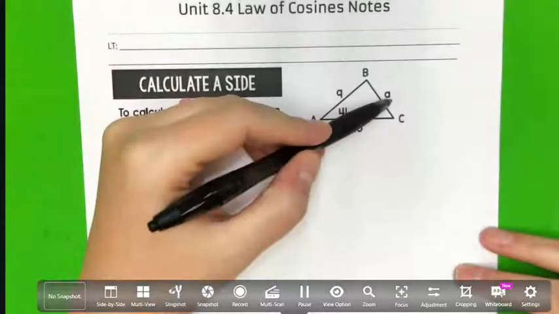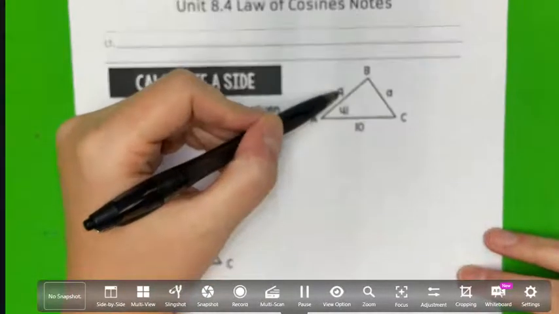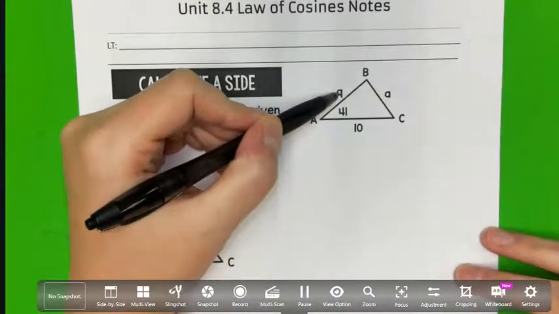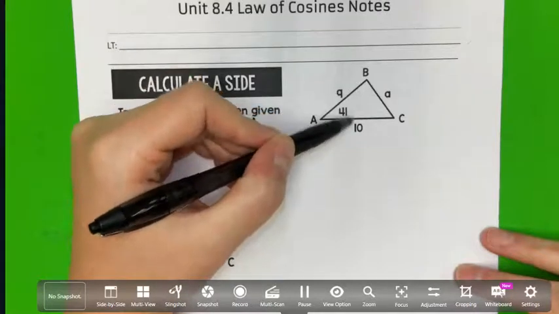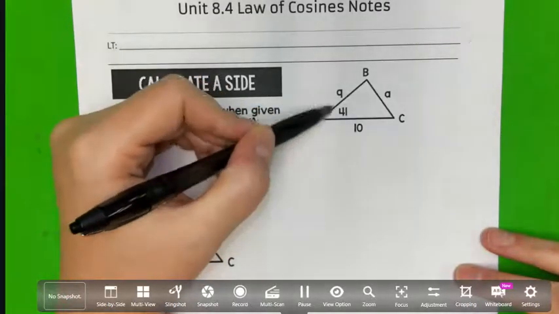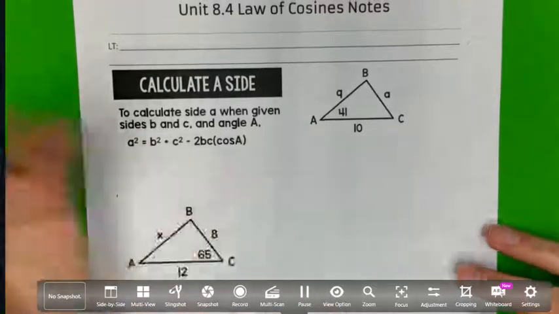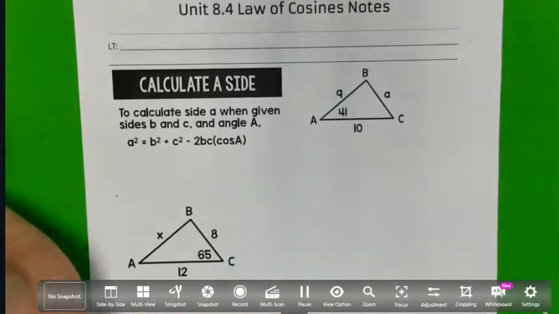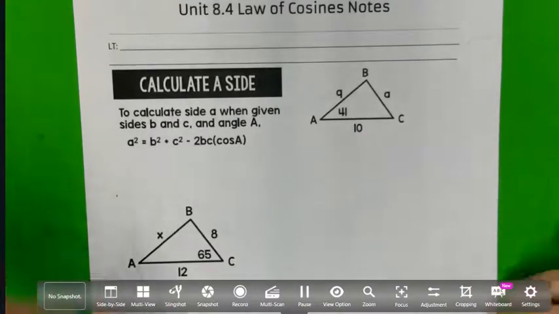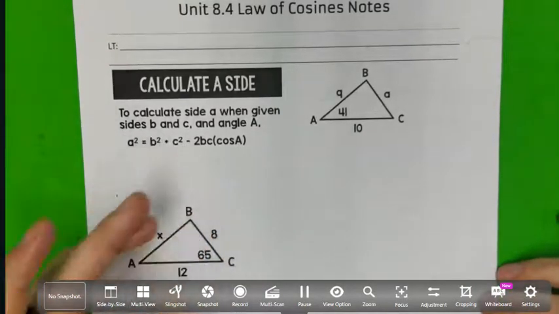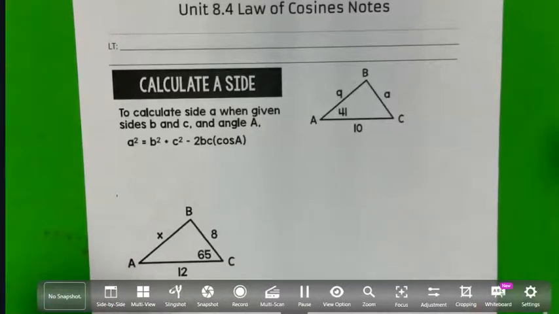So we are calculating side A. We have side C, which is 9, and side B is 10, and we are also given angle A. Those are the things you need to solve for a side. This is our formula, the law of cosines. It looks familiar, similar to the Pythagorean theorem, but the equal sign is just in a little different spot.